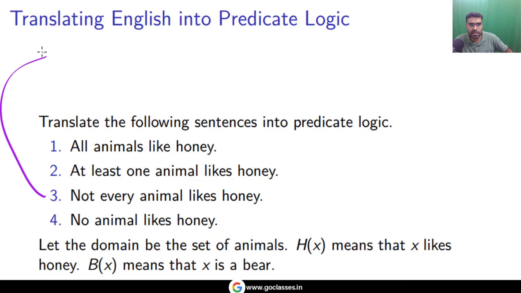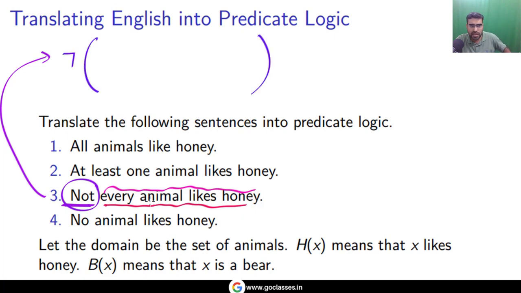Let's see the third statement. It is saying not every animal likes honey. So this simply means it is not the case that every animal likes honey. Not means negation. It is not the case that every animal likes honey. This third statement says that it is not the case that every animal likes honey. So negation of every animal likes honey. This is the third statement.